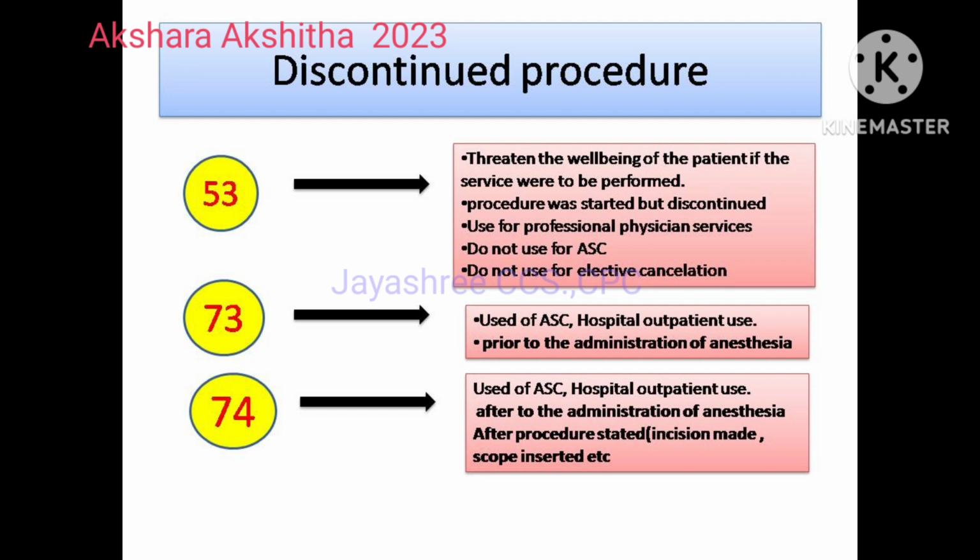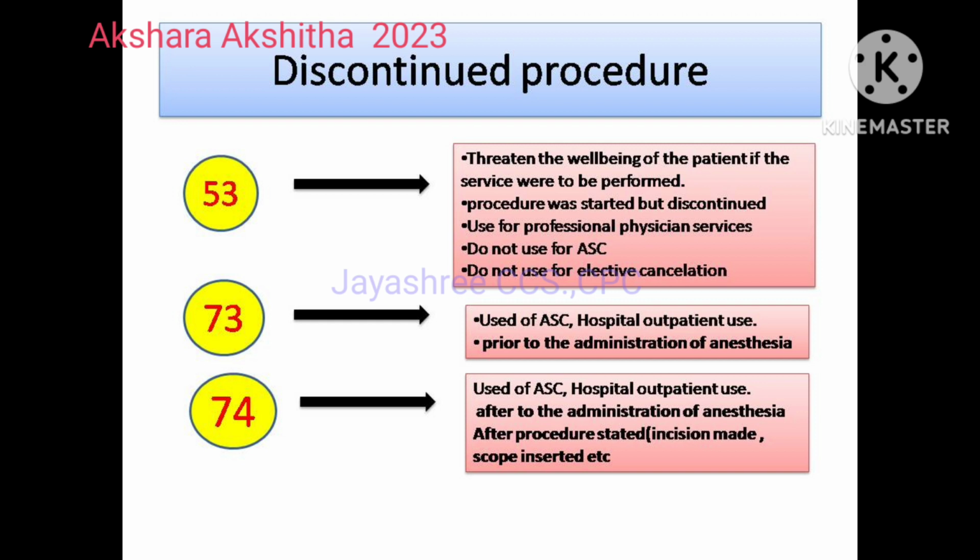The next point is, if the doctor pre-planned that we can stop this procedure up to this level, like an elective cancellation of the procedure, we should not use the 53 modifier. Planned cancellation, we should not use this modifier. For ambulatory services and hospital outpatient services we should not use the 53 modifier. The 53 modifier means anesthesia was given and the procedure also started, then during the procedure the doctor stopped that particular procedure.